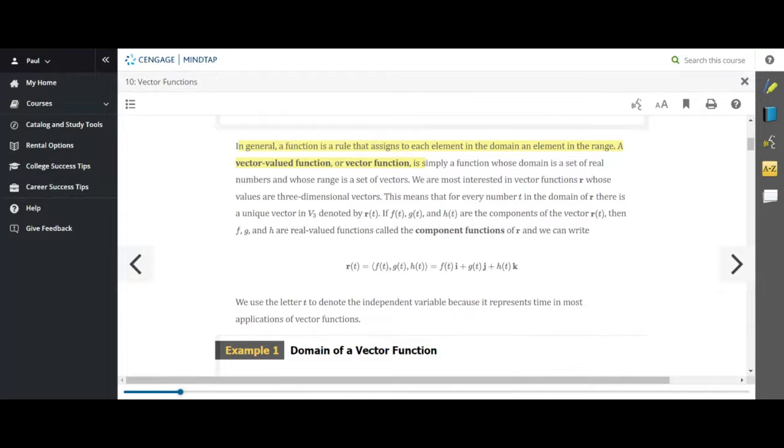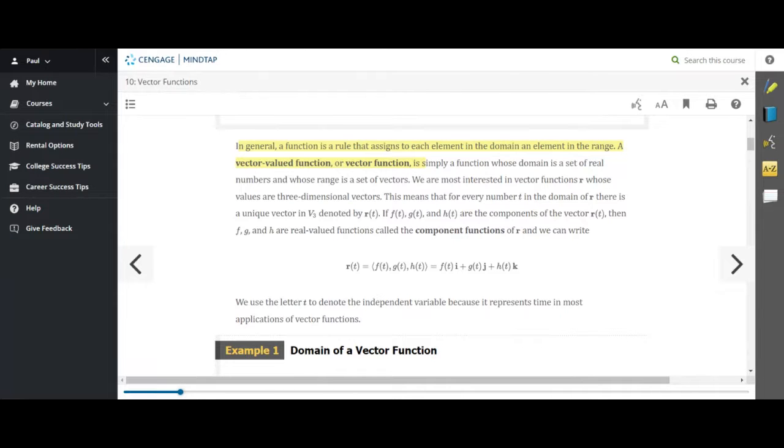Okay, so in general, a function is a rule, and you know this, that assigns to each element in the domain an element in the range. A vector valued function or vector function is a function whose domain is a set of real numbers and whose range is a set of vectors.